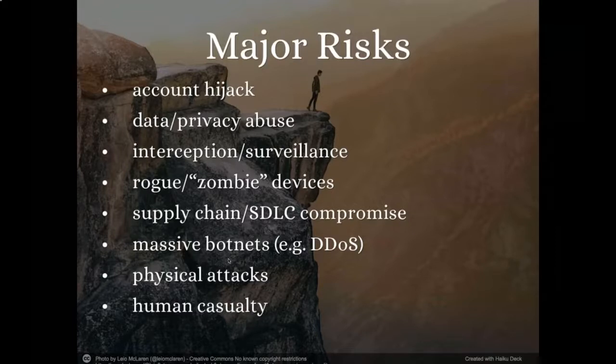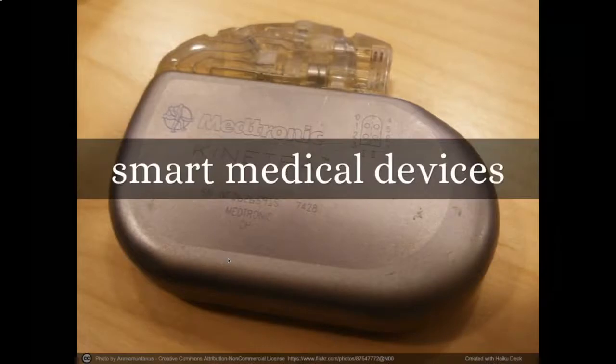The example of this massive botnet DDoS, that's the example that I just gave before. And then obviously there's also physical attacks possible. We have seen a few examples. There can be physical issues, but also a criminal or malicious attempt to physically attack such devices. Happily, today there is no real example of human casualty based on a cyber attack, but this might come sooner than we think, unfortunately.